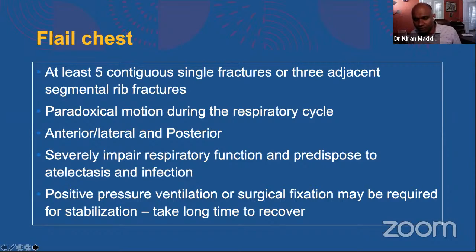A paradoxical motion during the respiratory cycle. Anterior or usually lateral rib fractures are more common to cause the flail chest than the posterior, and they severely impair the respiratory function and predispose to collapse of the lung parenchyma as well as secondary infection. But I think both clinically and radiologically, it's unlikely to miss a flail chest in a trauma case. It's usually treated with positive pressure ventilation, or it needs a surgical fixation for stabilization.